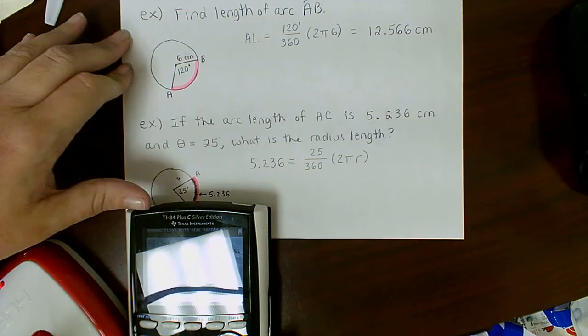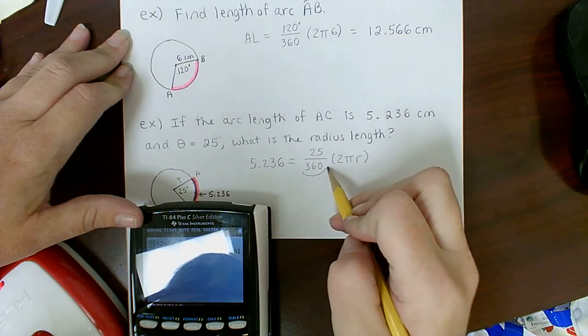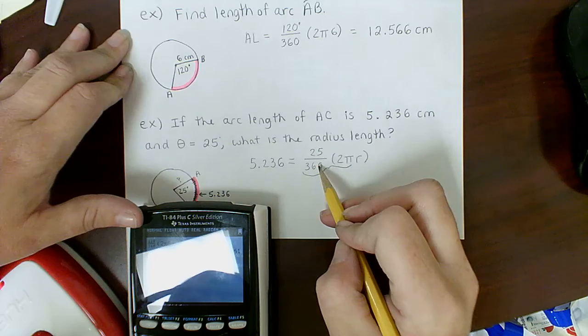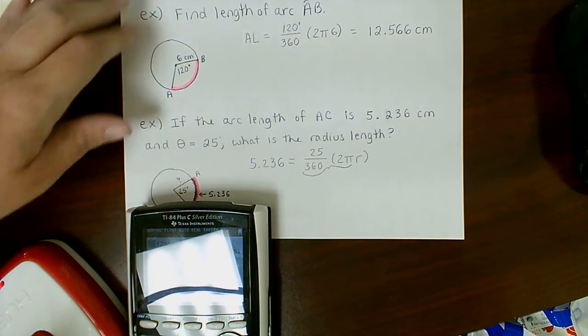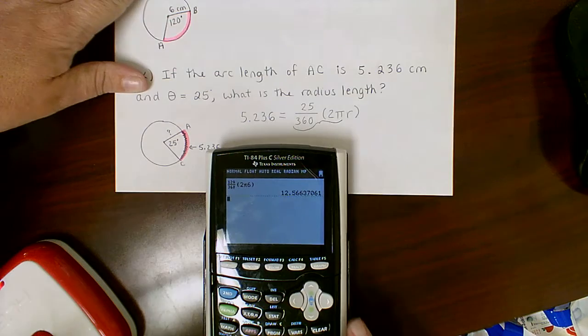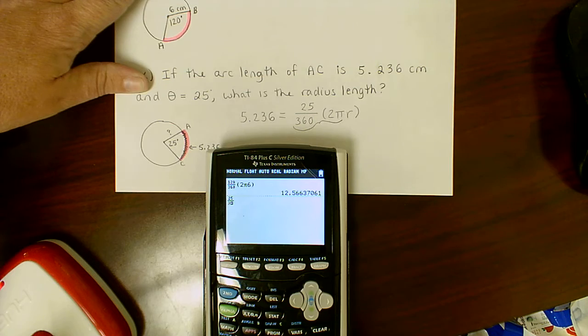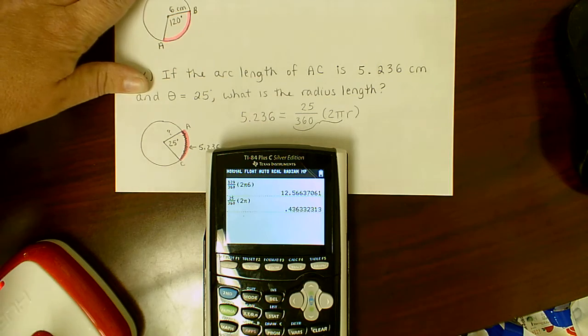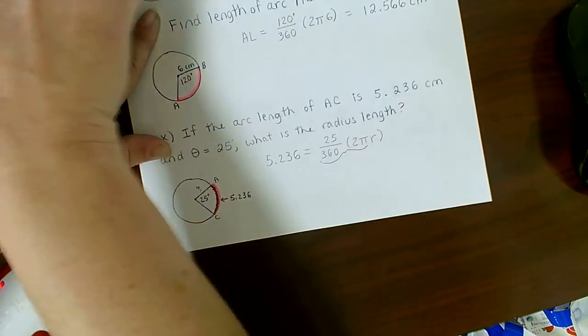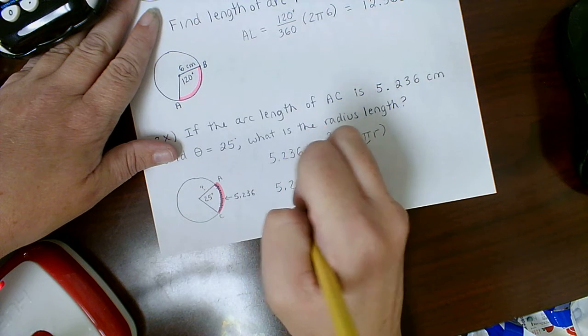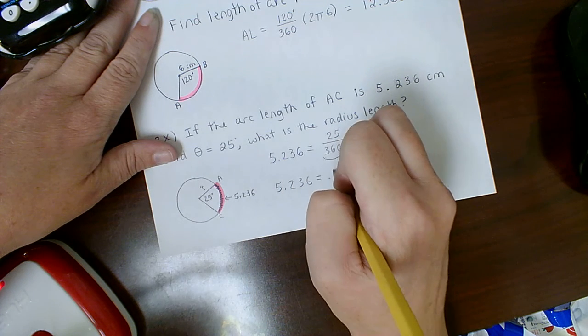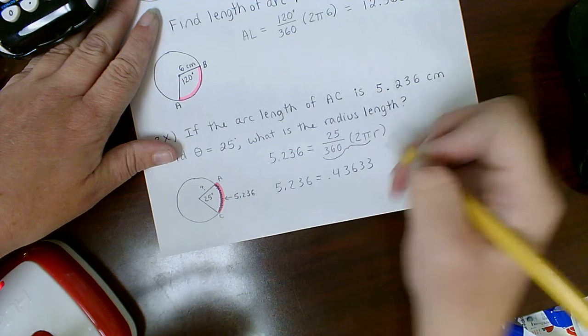In order to calculate this, the first thing I'm going to do in my calculator is put 25 over 360 times 2 times pi. And I'm going to make sure that you can see that. So in my calculator, I am putting 25 over 360 times 2 pi. You will notice that I did not put the r in. I'm just putting in the numbers, and I'm going to write this down. So 0.43633. And then the r is going to carry down.